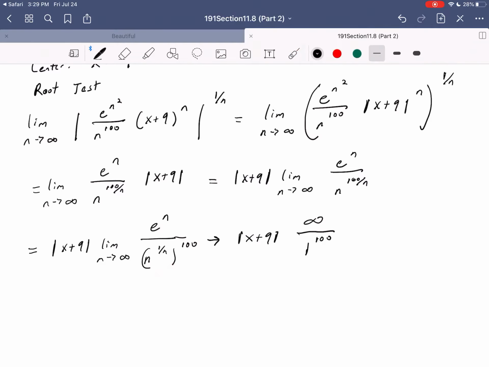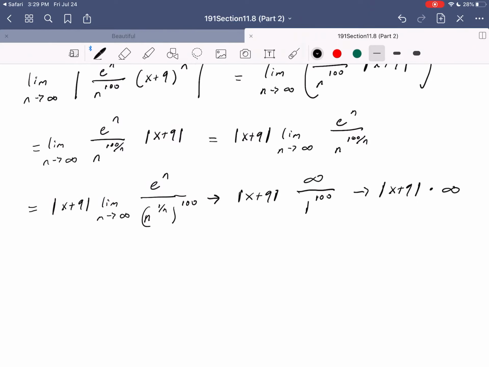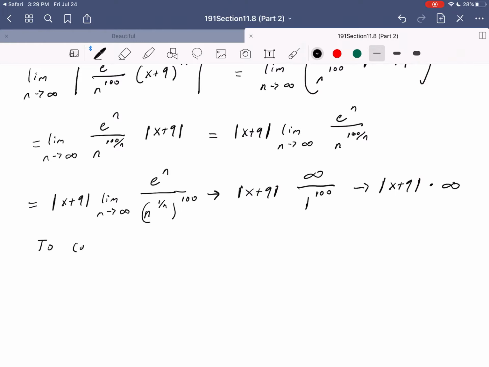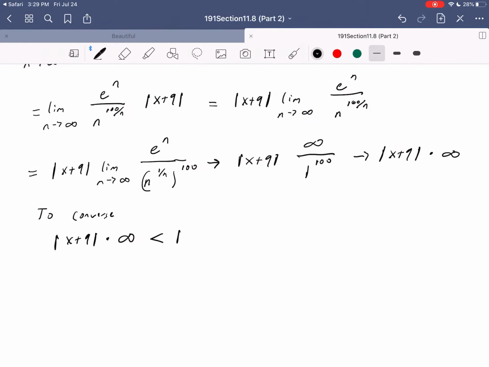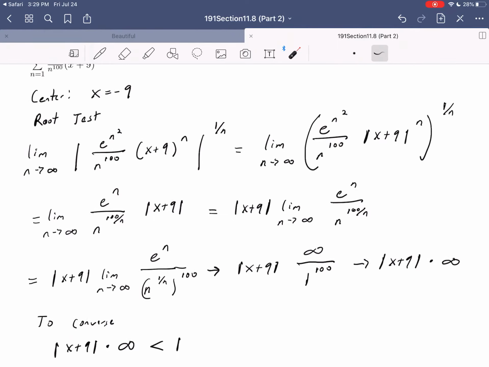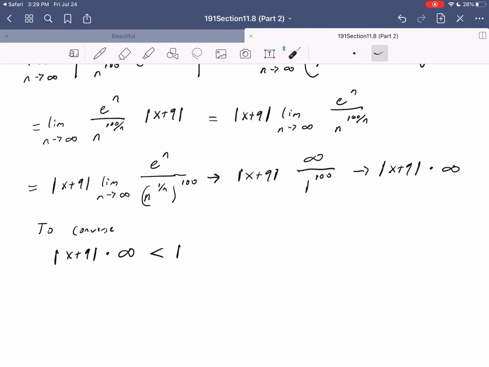Now, 100 is a big exponent, but this is 1 to a finite exponent, so it is just going to approach 1. So we're getting x plus 9 times infinity. To converge, we need absolute value x plus 9 times infinity to be less than 1. There is only going to be one value of x that's going to make that true. Right? And that's when that value of x makes this not close to 0, but exactly 0. And that's our center, x equals -9. So this is only true at x equals -9.